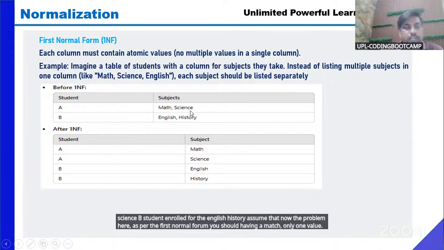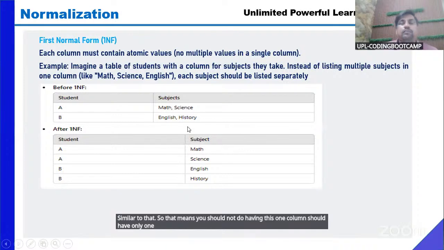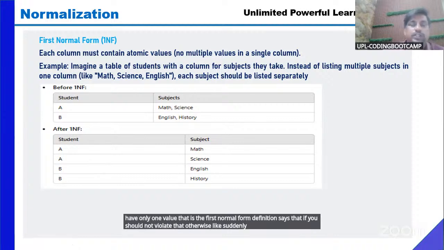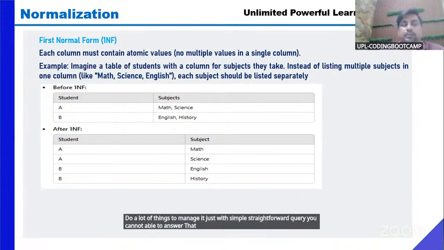A should map to science. B should map to science. B should map to history. Similar to that. So that means one column should have only one value. That is what the first normal form definition says. You should not violate that, otherwise if they suddenly ask some queries, you cannot give a proper answer. You have to do a lot of things to retrieve and manage it. With a simple straightforward query, you cannot answer. That's why first normal form says this.